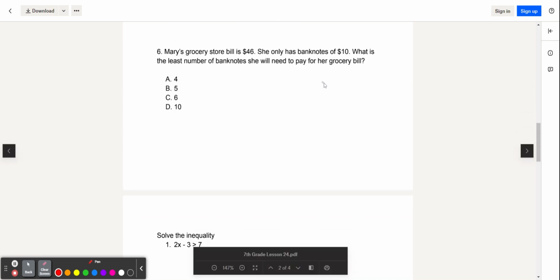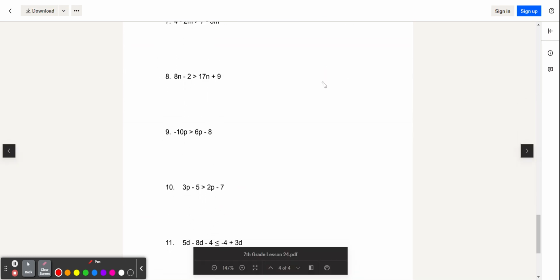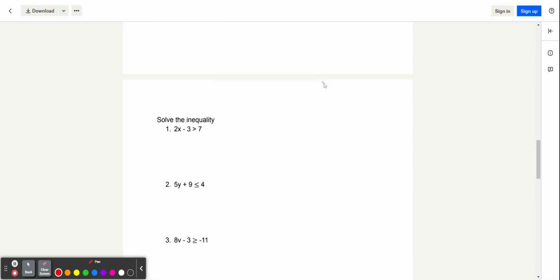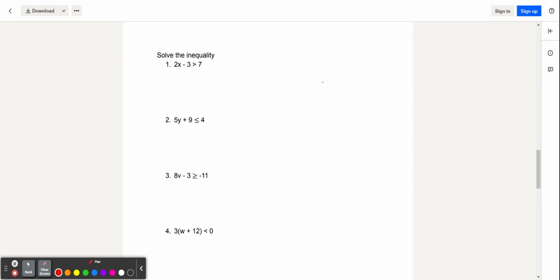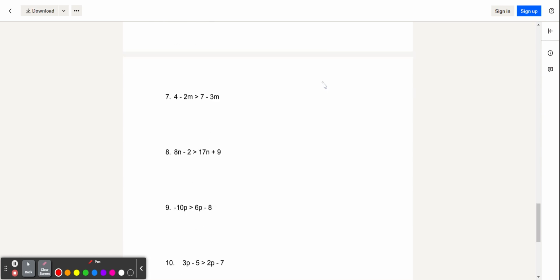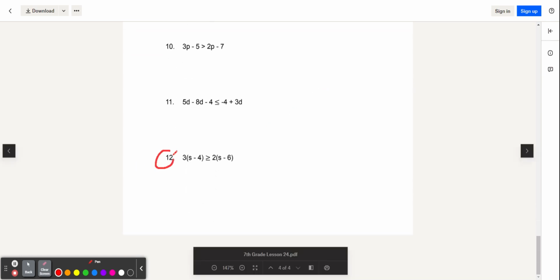This is similar to problems we already did, so we'll instead go down and look at these inequality problems. Let's try the last one, presumably one of the harder ones. You'll note that the s is on both sides, so we have a bit of work to do. First things first, we'll use the distributive property of multiplication to get rid of these parentheses. This turns into 3s minus 12, and the right side turns into 2s minus 6.